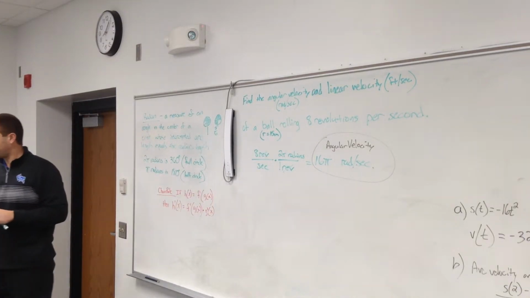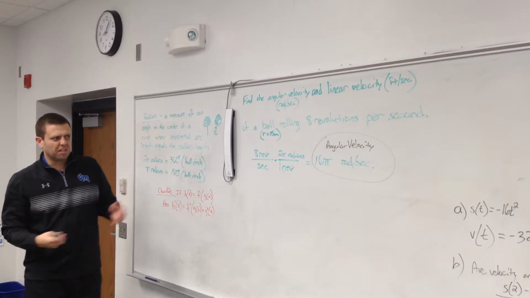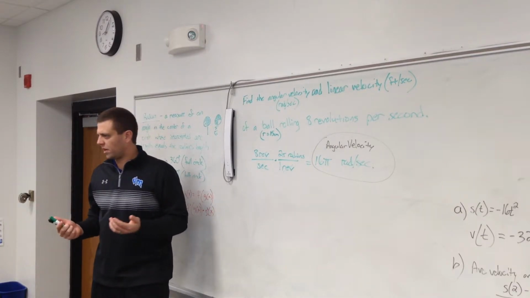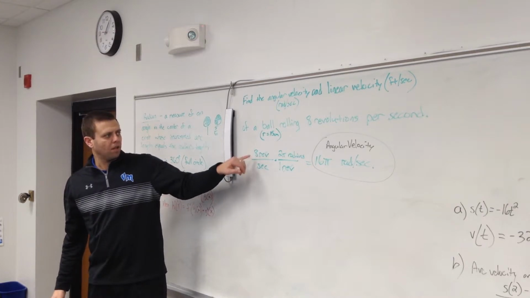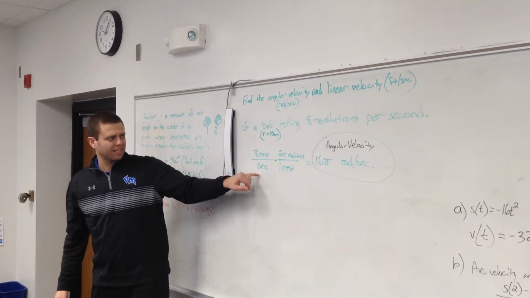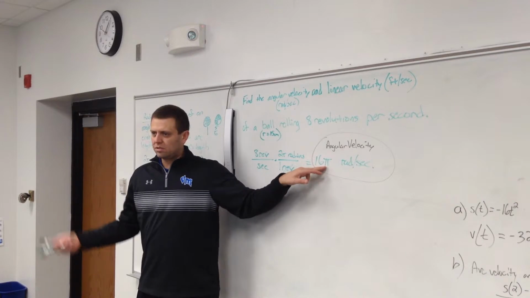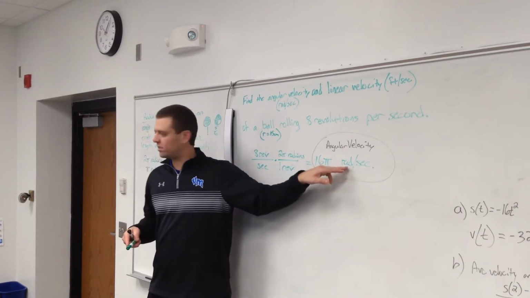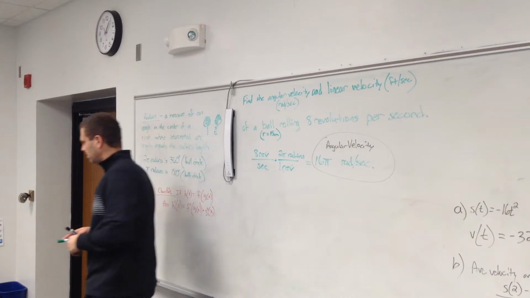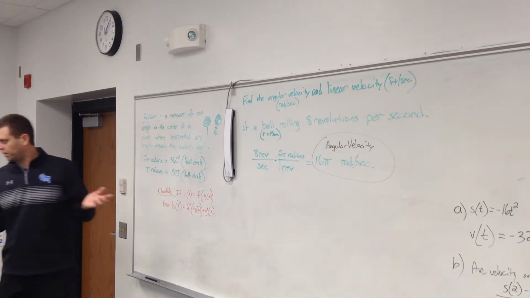Any questions on that? All these are conversions, that's all that these are. All right, so I had a ball, it was rolling 8 revolutions every second. That means the angle was changing 16 pi radians every second. Okay, so far so good?